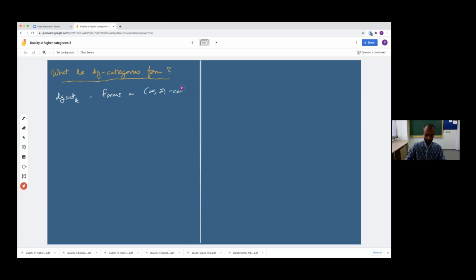Why? Because remember, an infinity 2 category, an infinity n category, is a category enriched. This is not a formal definition, this is just like the heuristic. Is a category enriched in infinity n minus 1 categories. Right? So given two DG categories, I need to give you an infinity 1 category of functors between them.